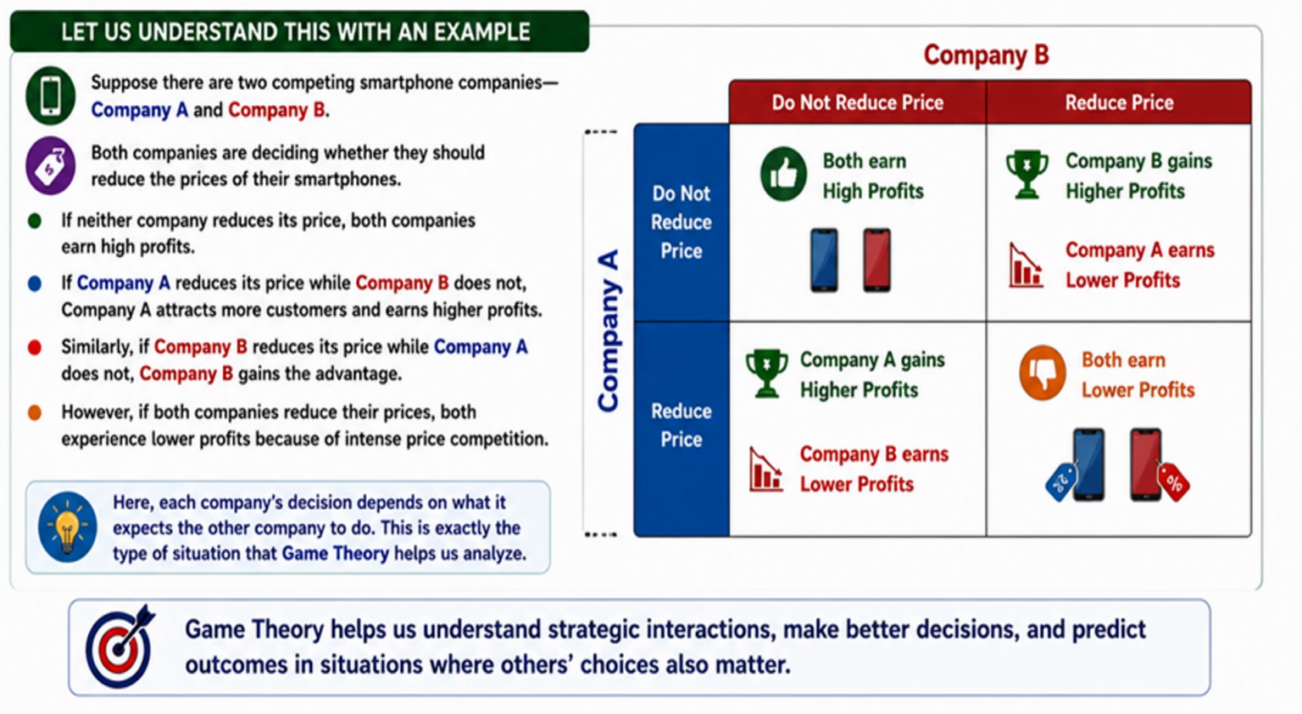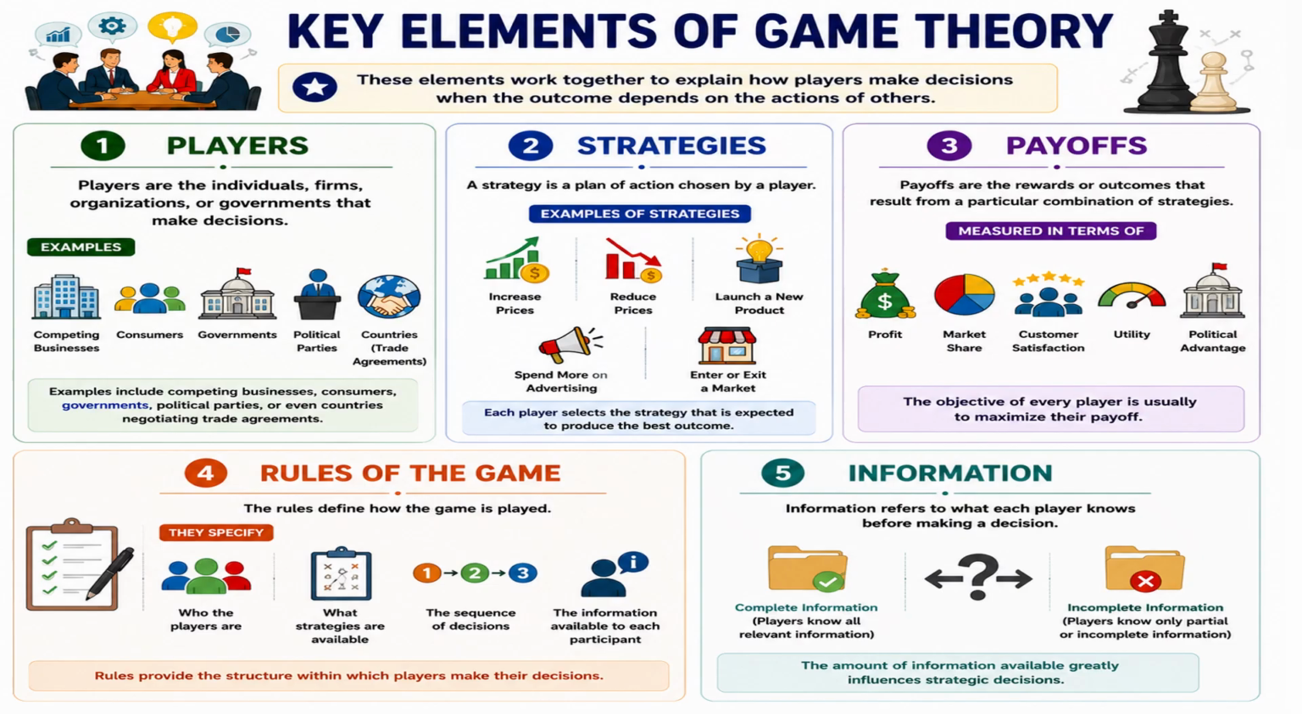Here, each company's decision depends on what it expects the other company to do. This is exactly the type of situation that game theory helps us analyze. Key elements of game theory. Now, let us understand the important elements of game theory.